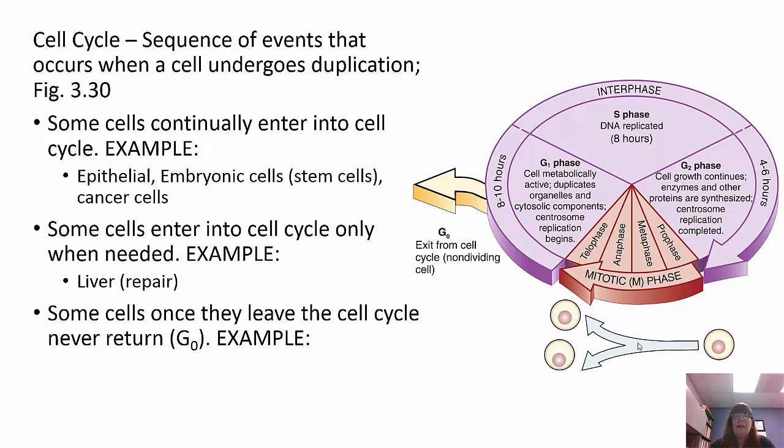So some cells are continuously entering into the cell cycle and divide a lot, like epithelial cells, stem cells, and unfortunately cancer cells. Some cells enter into the cycle only when needed, so like liver cells if we need to repair our liver. And some cells, once they leave, never return, like nerve cells and skeletal muscle cells. Once your nerve cells are damaged, they pretty much stay damaged. They can't repair themselves.